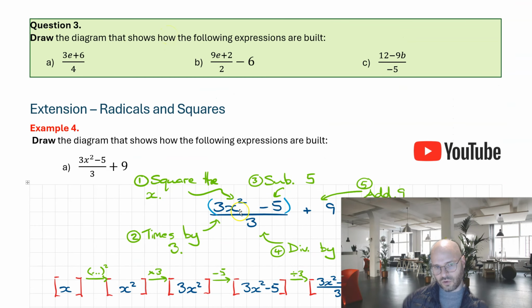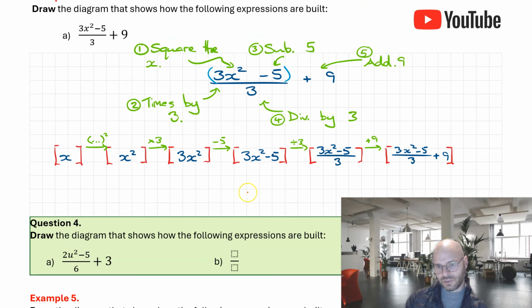Next, let's look for destruction. How do we unwind the right and turn it back into just an x on the left? Rather than adding 9, we take 9. Rather than dividing by 3, we times by 3. Rather than taking 5, we add 5. Rather than timesing 3, we divide by 3.